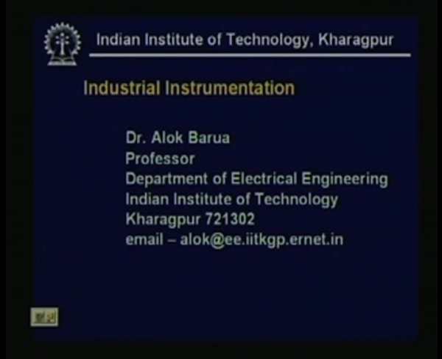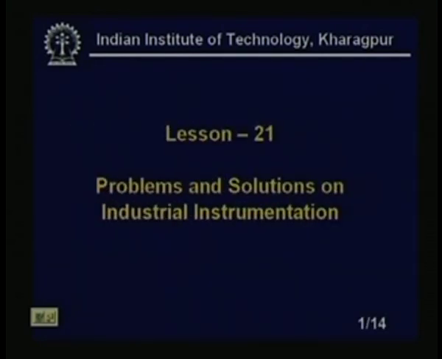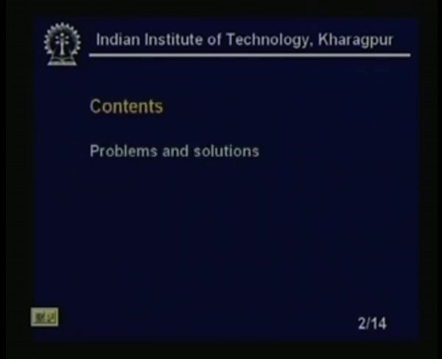We will particularly solve in this lesson problems on the LVDT, the pH probe and the McLeod gauge. As you know, the McLeod gauge is used for low pressure measurements, and the pH probe is used for pH measurements. LVDT we have already covered, so we will solve different types of problems on the LVDT, right. Let us look at the contents of this lesson. These are problems and solutions on industrial instrumentation: LVDT, linear variable differential transformer, pH meter as well as McLeod gauge, right.